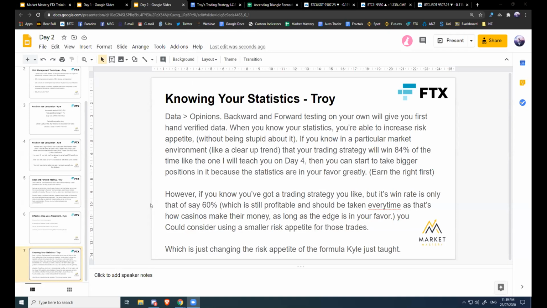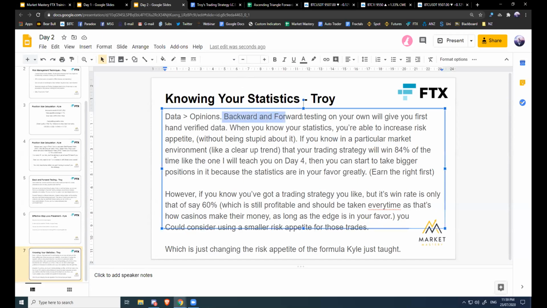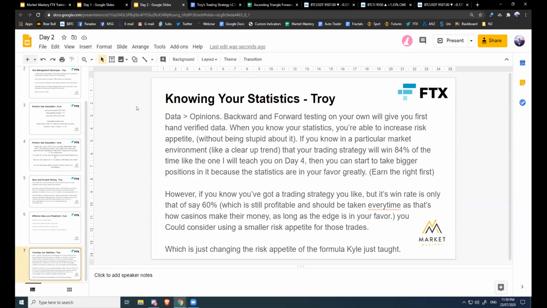All right. This is pretty much just a quick wrap up of what we've covered, right? For me, data owns opinions. It's greater than. Data doesn't lie. So backward and forward testing on your own will give you first-hand verified data. It's easy to hear from another trader who says XYZ is better than XYZ, but you don't really know that, do you? So I highly recommend learning how to backtest, finding some form of a strategy that you can fine tune, and then back and forward test that.